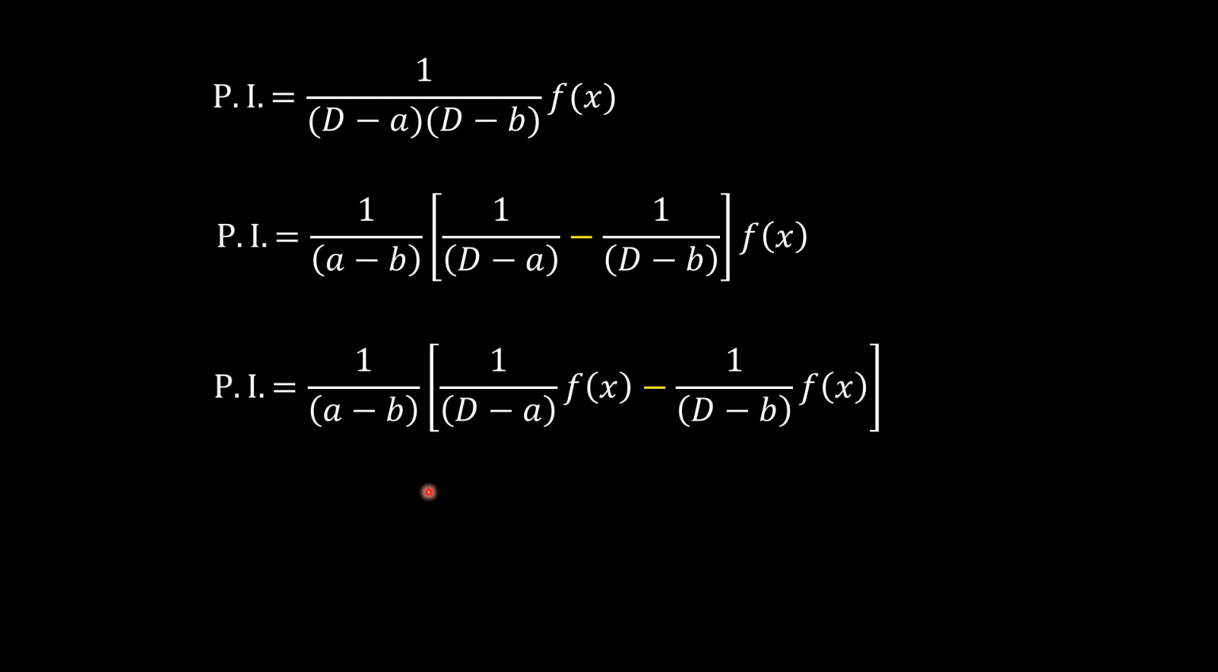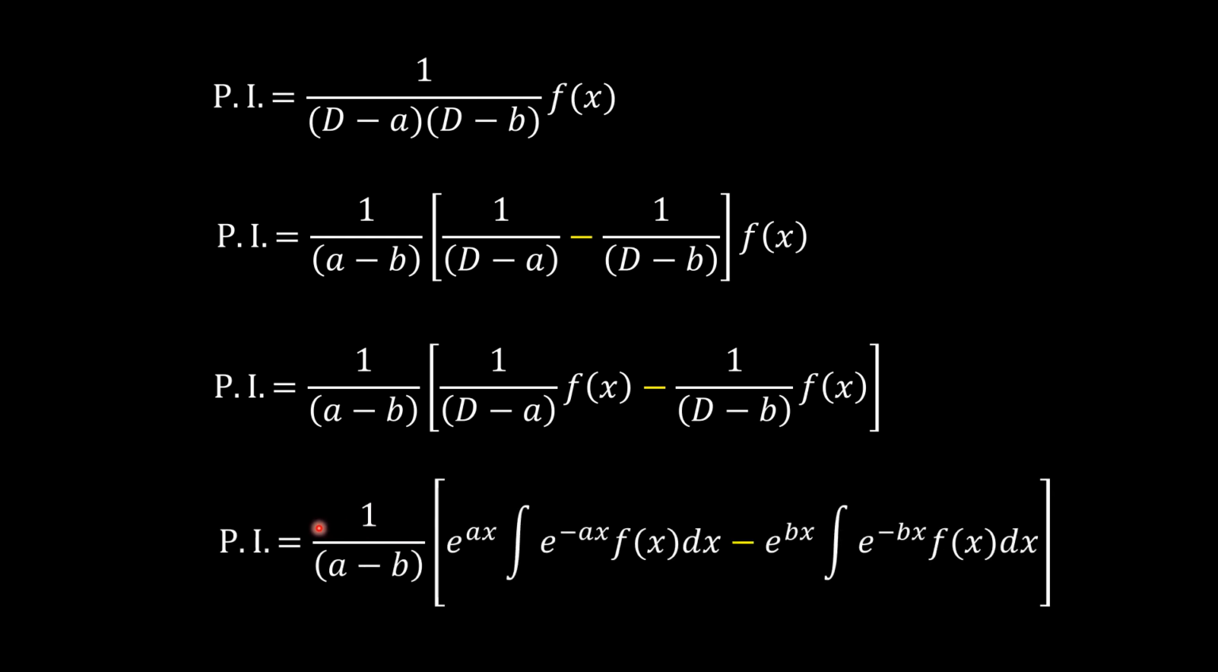Again, using the first case, we can simplify this and we will get the particular integral as 1 upon (a minus b) into [e raised to ax integration of e raised to minus ax f of x dx minus e raised to bx into integration of e raised to minus bx f of x dx]. Simplifying this, we will get the particular integral of the given differential equation. So in this way, we can evaluate the particular integral using the general method.